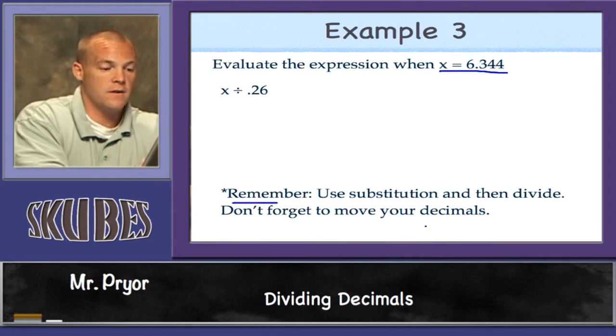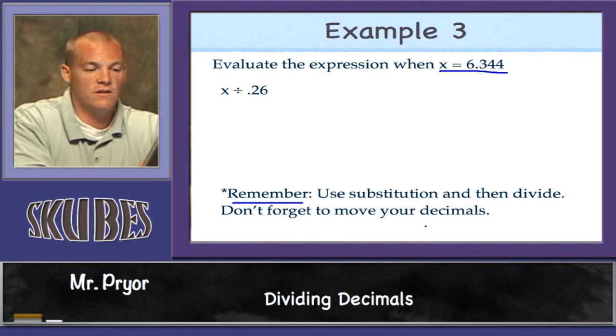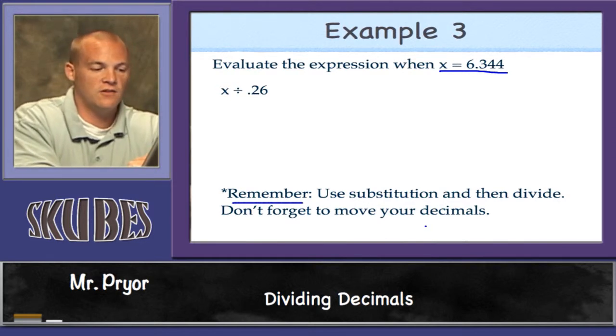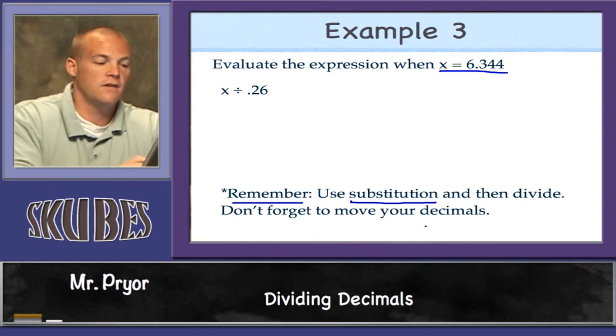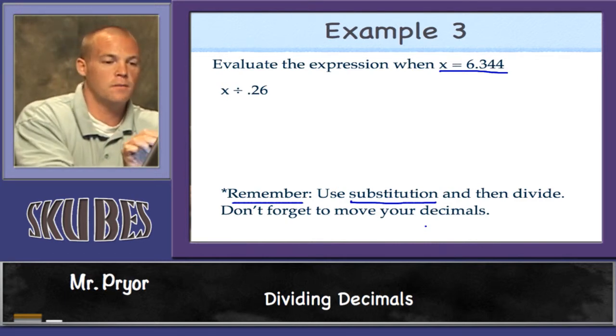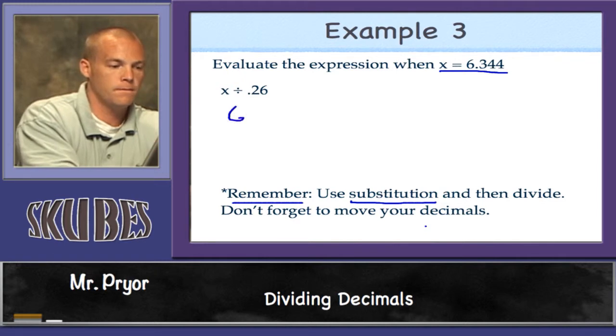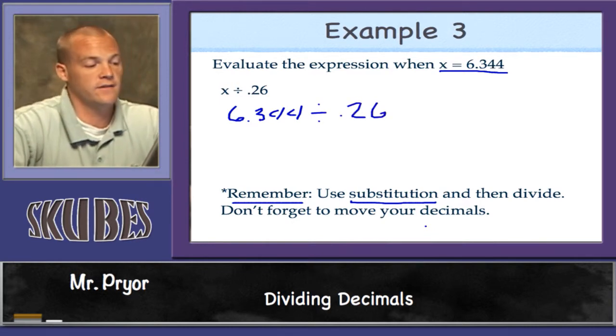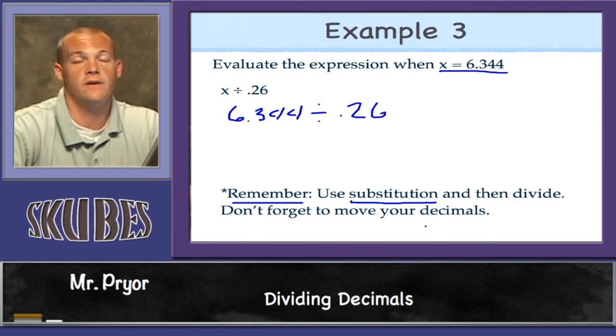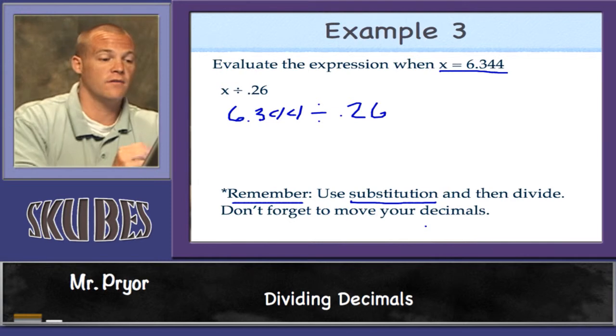So down here at the bottom where it says, remember, use substitution and then divide. That's what substitution is. Substitution means to put in the place of. So in this case, we're going to put 6.344 in the place of x. And this is what the problem would then look like. 6.344 divided by 0.26. So we're going to take that problem now and solve it out.